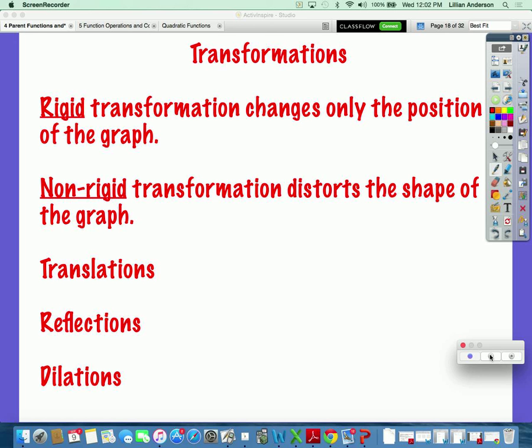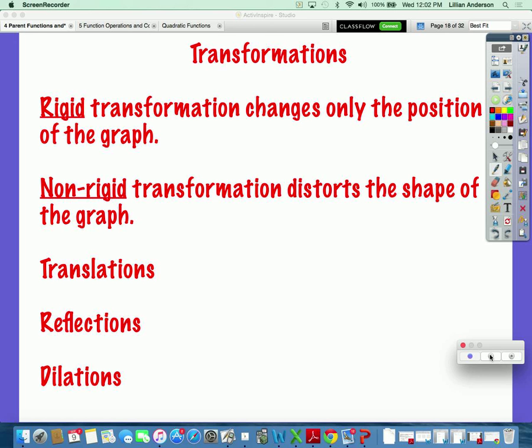A non-rigid transformation distorts the shape of the graph, which means that it's either going to get skinny, bigger, flatter, wider, it's going to shrink, get narrow. Basically, the size is going to change. And then you have these three types of transformations. You have translations, reflections, and dilations.